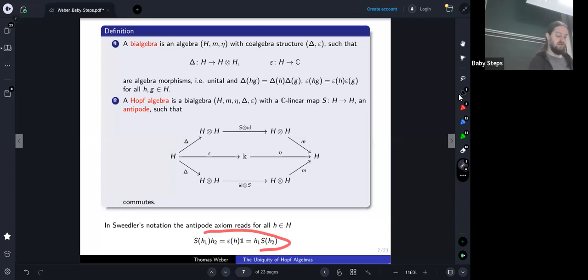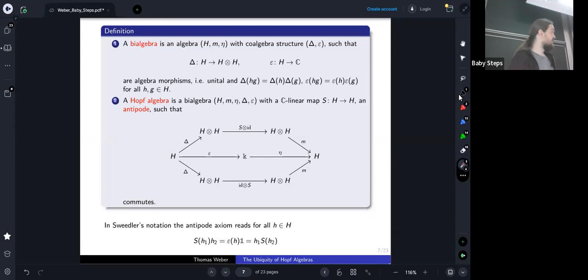So what is happening is you co-multiply H, so you get H1 and H2, then you apply S to one of the tensor factors and you multiply this. So you get this here, and this should be the same as going through the middle, which means it's epsilon of H times the unit. Yeah, and so just for the moment, think of the antipode as some kind of inverse operation. We will see why this is a justified name to call it an inverse.